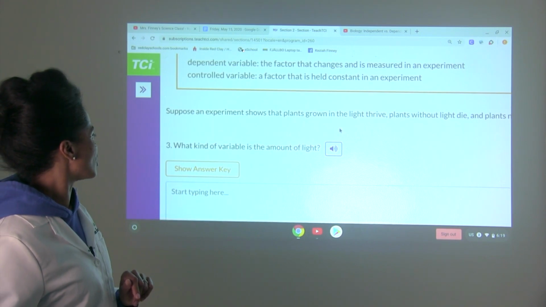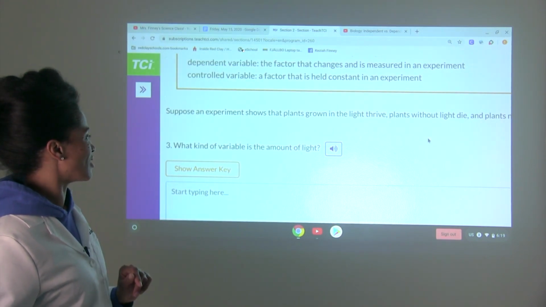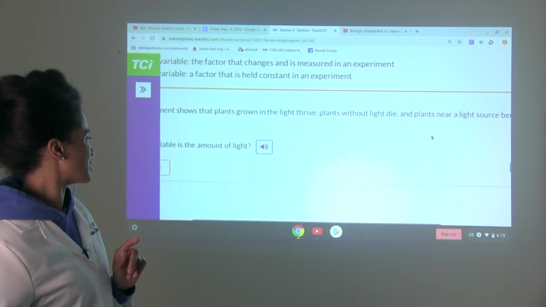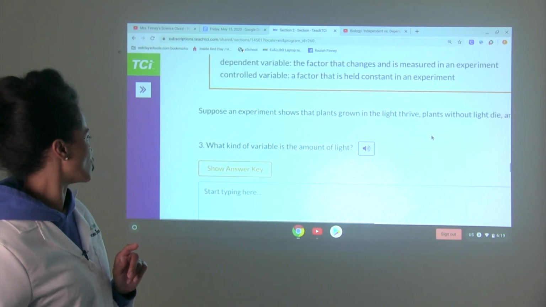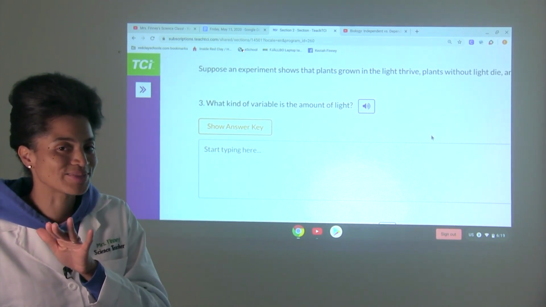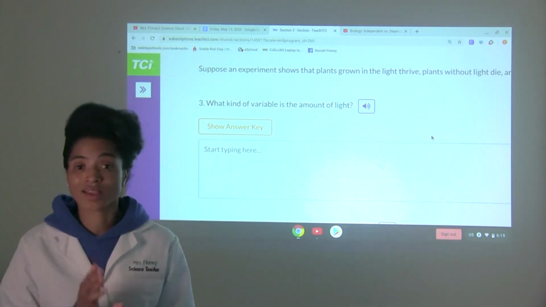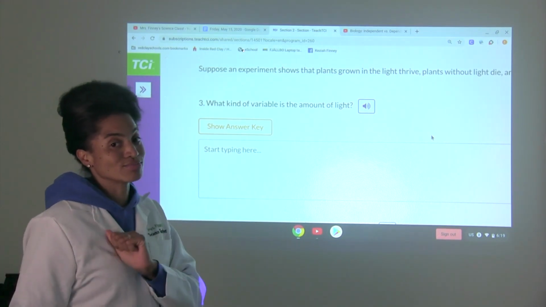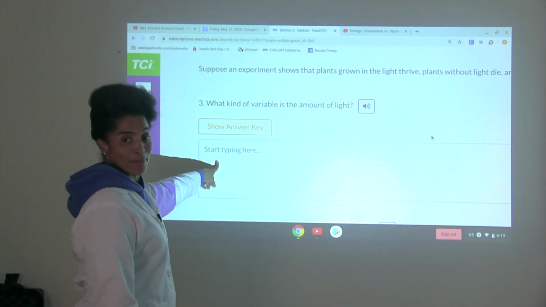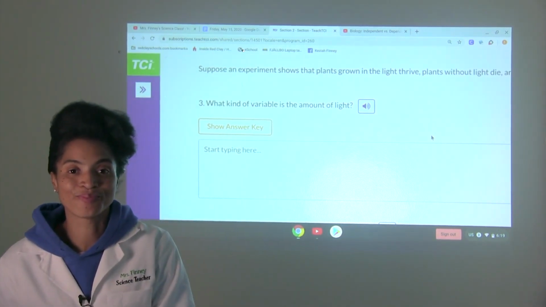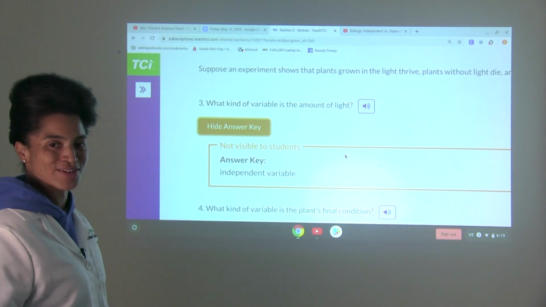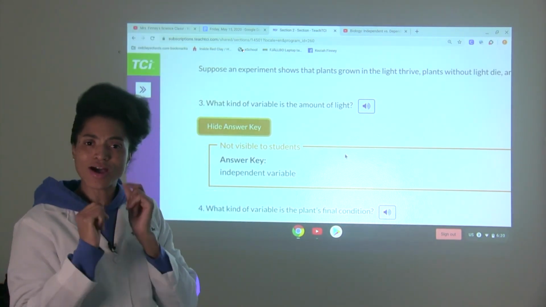Suppose an experiment shows that plants grown in the light thrive, plants without light die, and plants near a light source bend to it. What kind of variable is the amount of light? Independent, dependent, or controlled? You let me know. What do you think will pop up here? Let's see. Answer, please. Independent variable. Shout out to you.